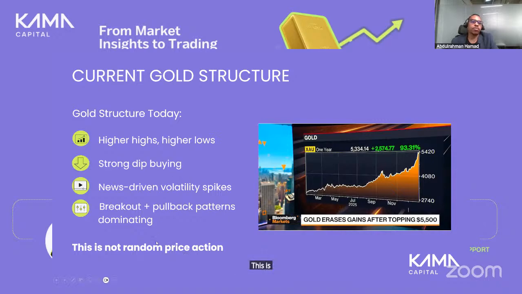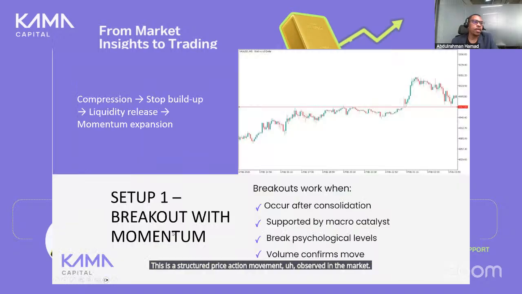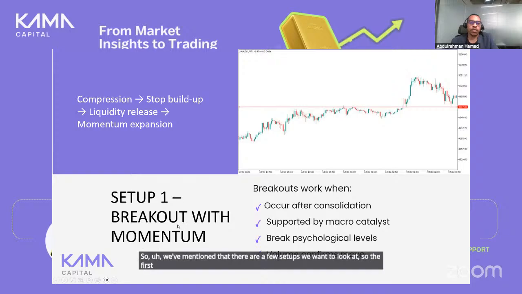This is a structured price action movement observed in the market. So we've mentioned that there are a few setups we want to look at. The first one is a breakout with momentum.